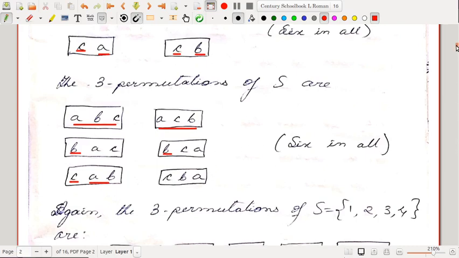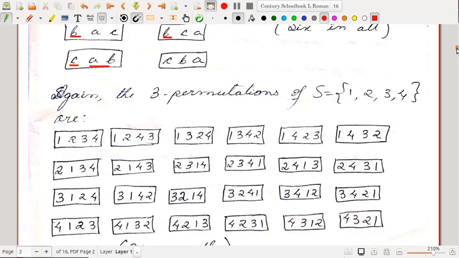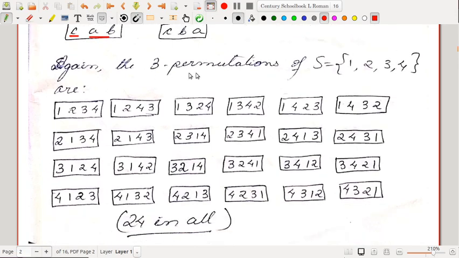Let us try with something bigger. The three-permutations of S equal to {1, 2, 3, 4}. Now you have a set having four elements. How do you list all the three-permutations of this set? That means you have to take... this is what I have written. This is the set of four permutations. Sorry for that.